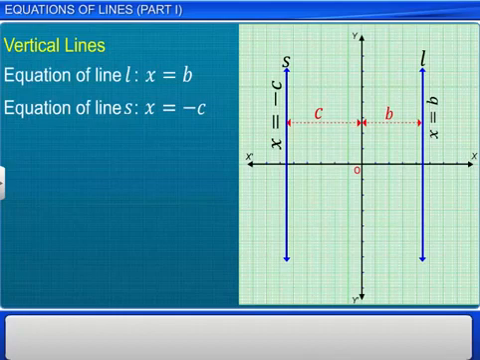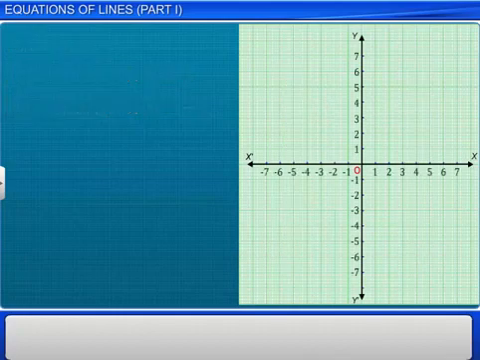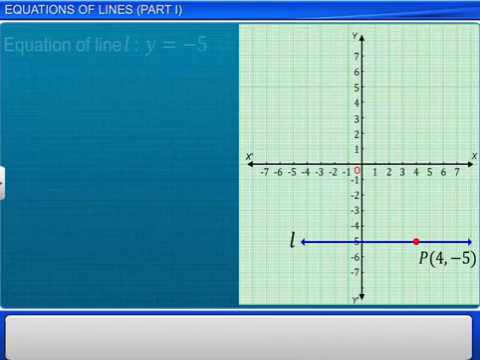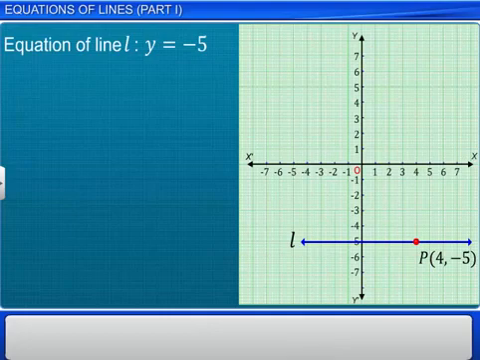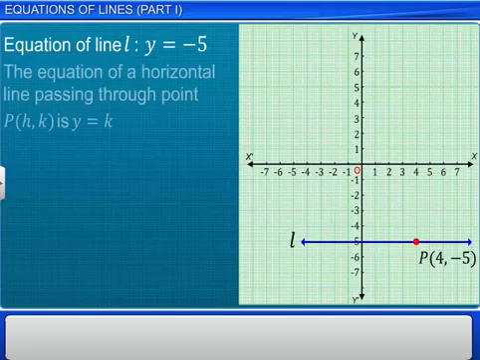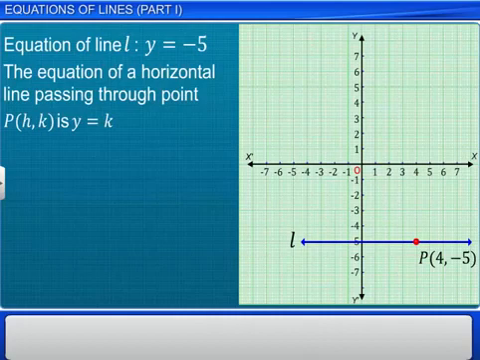For example, consider point P. The equation of the horizontal line L passing through point P is y = -5. So in general, the equation of any line parallel to the x-axis, or a horizontal line passing through point P(h, k), is y = k.